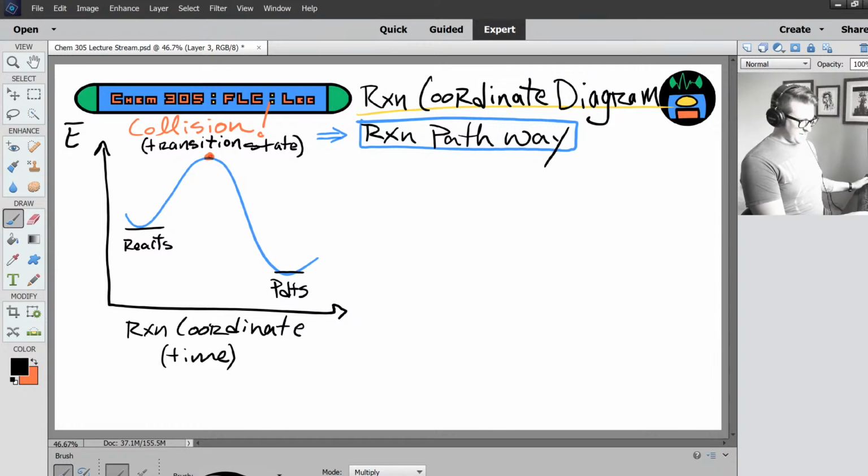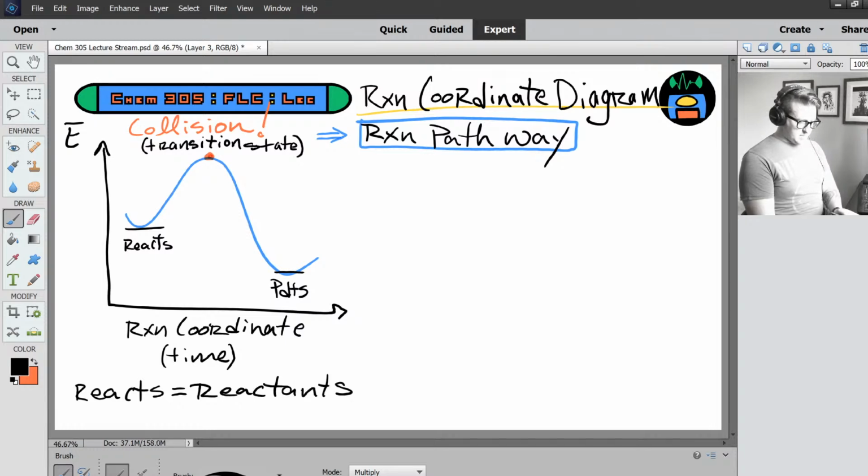Sorry, that's my bad. Here, let me write just a little key. Reacts equals reactants, and P is products, TS is transition state.